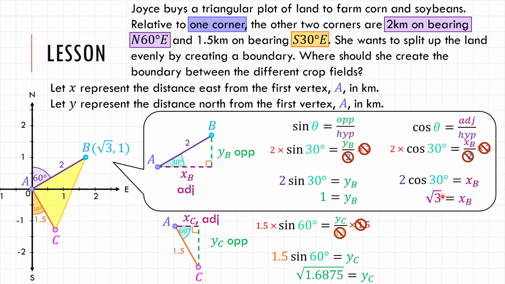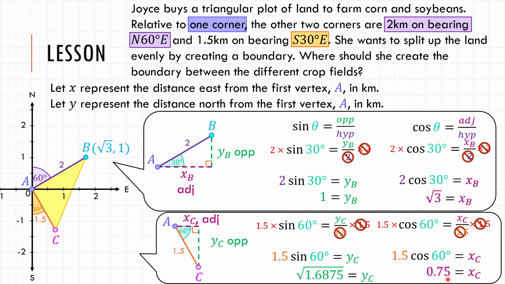I can use the exact same steps here to find the x coordinate, right? So that's cosine of 60 is equal to the x coordinate of point C divided by 1.5, the adjacent divided by the hypotenuse. If I multiply both sides by 1.5, cosine of 60 is actually equal to 0.5, and 0.5 times 1.5 is 0.75. And so I found the coordinates of B, and I found the coordinates of C.